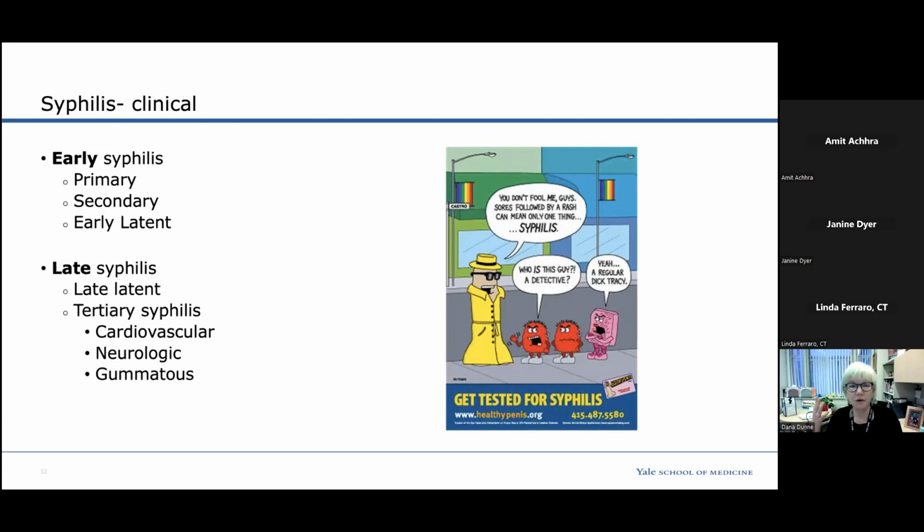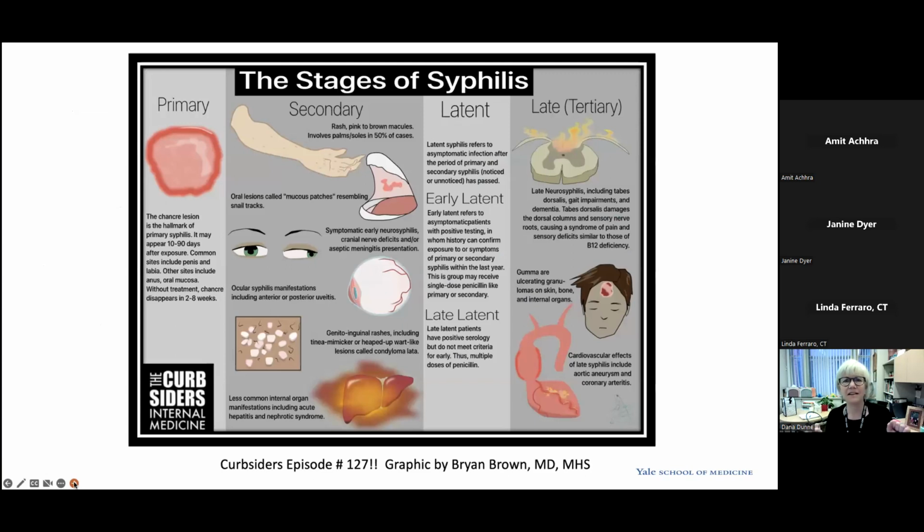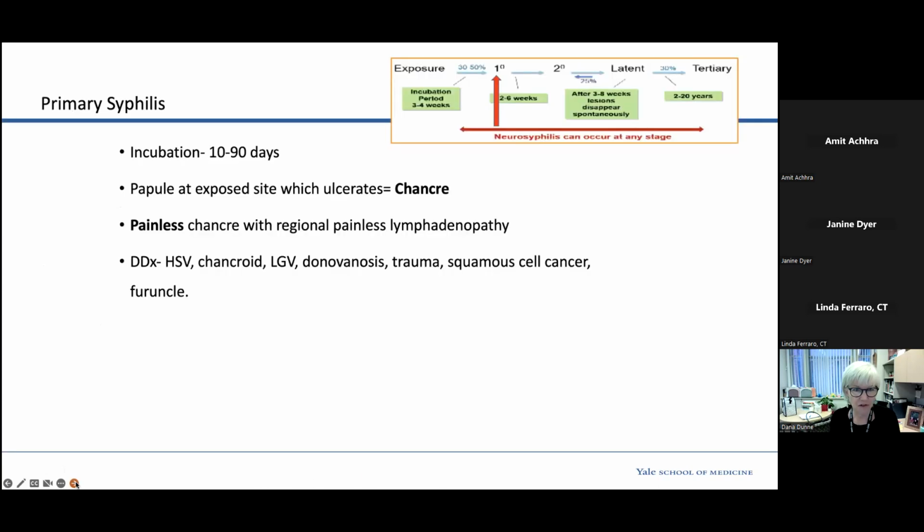If you are reacting to a positive test, you really want to focus your exam looking for these things so that you can accurately stage the patient. So either direction. I'm plugging the fact that if you listen to the Curbsiders, I was on one of the Curbsiders episodes a couple of years ago that goes through syphilis as well, if you prefer the audio version.